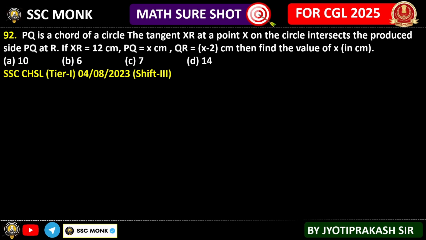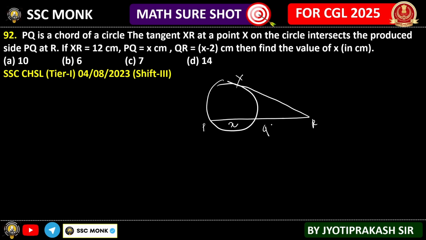Next, PQ is a chord of a circle. The tangent XR at a point X on the circle intersects the produced side PQ at R. XR is this one. So this is a circle. PQ is a chord. R here. XR is a tangent. PQ value is given. XR is 12. PQR is equal to x minus 2.